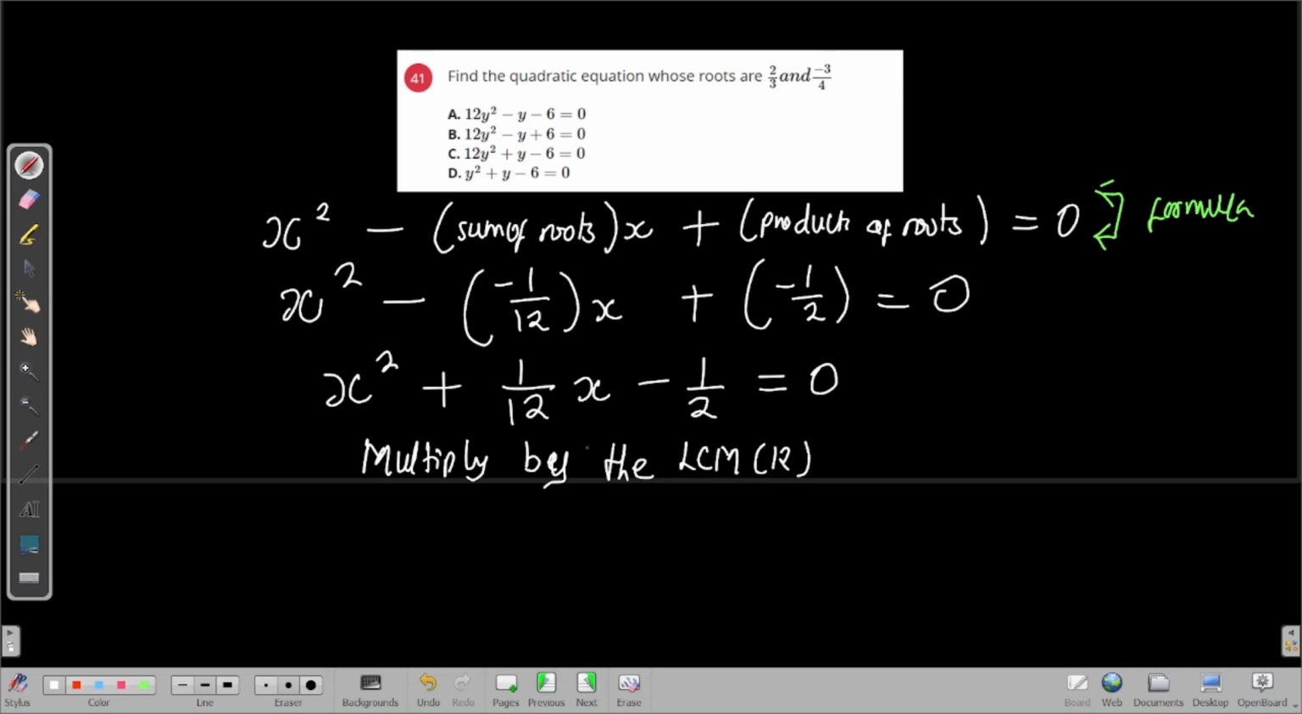So 12 times x squared, 12x squared. 12 times 1 over 12 x will give us x, because 12 will cancel 12. 12 times 1 over 2 will give us 6. So my answer is option. You can see that I used x, they used y. Anyone, they are still variables. It will work out here.